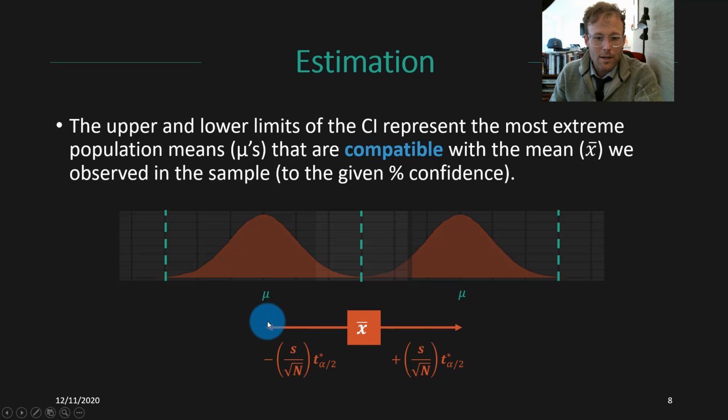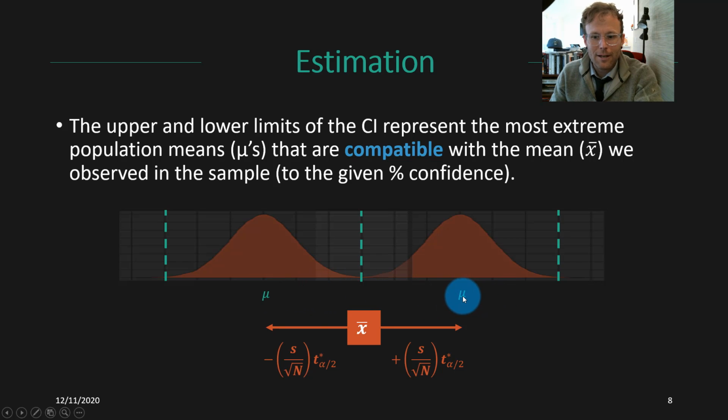That lower limit represents the smallest value of mu that would have plausibly generated a sampling distribution that contains x bar at that 95th percentile. And the upper limit represents the largest value of mu that would have plausibly generated a sampling distribution that contains x bar at the lower limit of its 95% confidence interval. So any value of mu in between those two is possible, and we can't really rule those out.